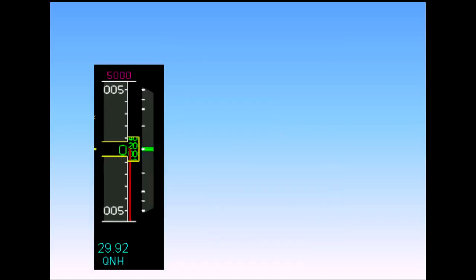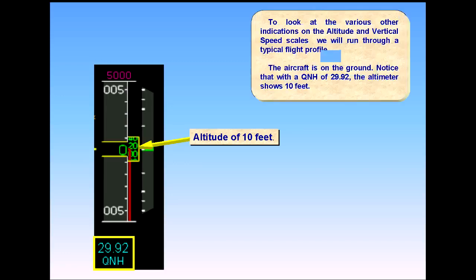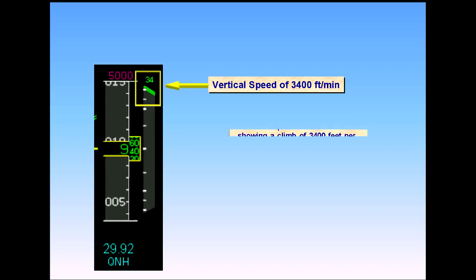To look at the various other indications on the altitude and vertical speed scales, we will run through a typical flight profile. The aircraft is on the ground. Notice that with a QNH of 29.92, the altimeter shows 10 feet. The aircraft is airborne. The vertical speed indication is showing a climb of 3,400 feet per minute.